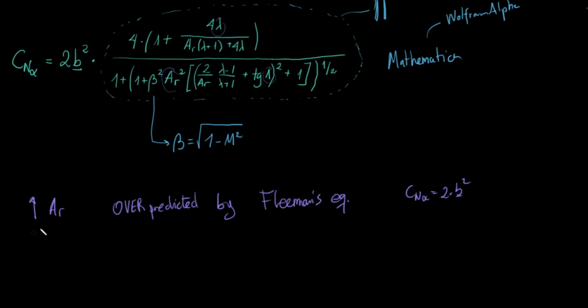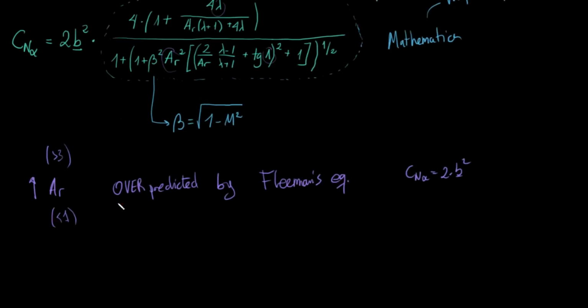What happens at a low aspect ratio? On the high aspect ratio side, I'm talking about maybe above 3, and for lower aspect ratios, like lower than 1 or 2, it underpredicts. So this is well suited for aspect ratios of maybe 2, 3. And then what about taper? Taper doesn't influence too much.